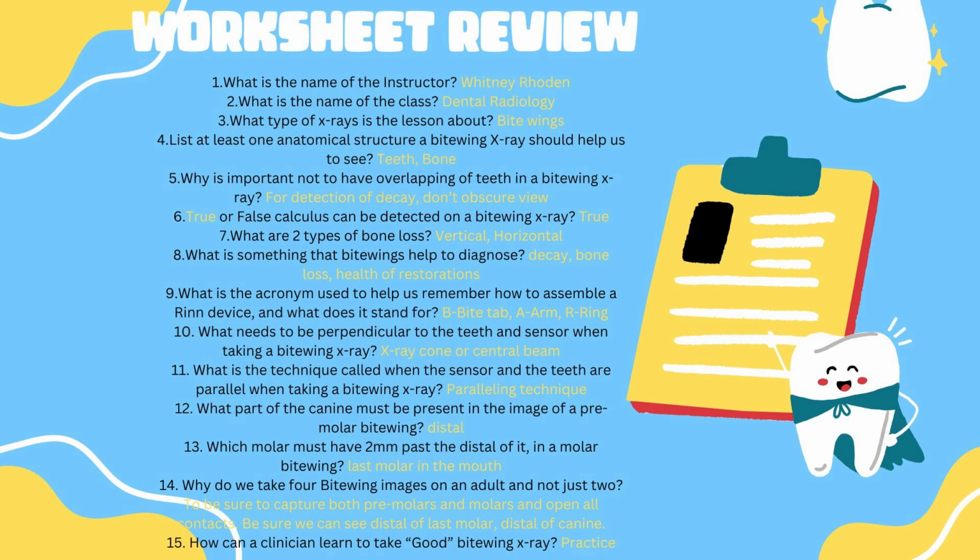Number 9, what is the acronym used to help us remember how to assemble a RIN device, and what does it stand for? The acronym is BAR. B is for bite tab, A is for arm, and R is for ring.